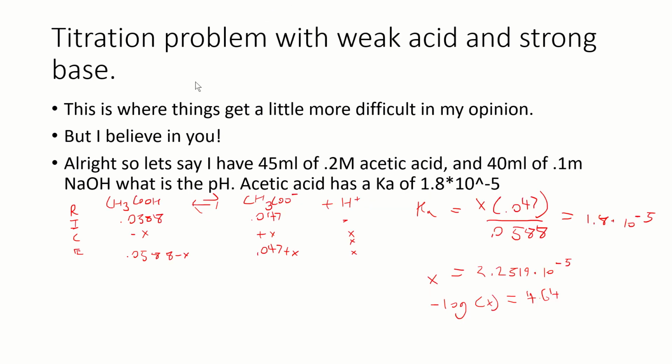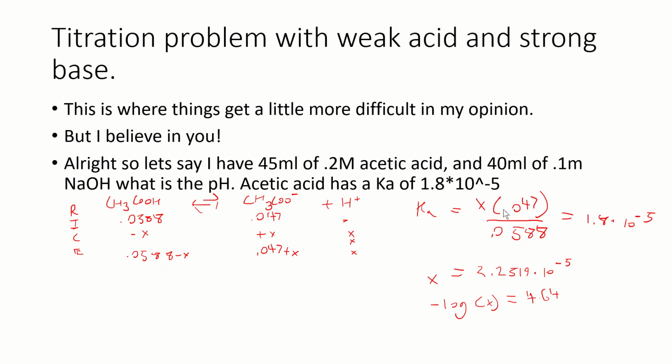All right, I'm back. So I set up the RICE table, and what you're going to end up getting is 0.0588 for your initial, and since you have more acetic acid than base, you lose a concentration of x. When you set it up, it's sort of redundant, because x is so small at the end of the day that you can just do x times 0.047 divided by 0.0588, the acid concentration over the base. I know that might seem a little confusing, but if you look at the RICE table, then you look at the Ka as you set it up properly, that is what you're going to get.